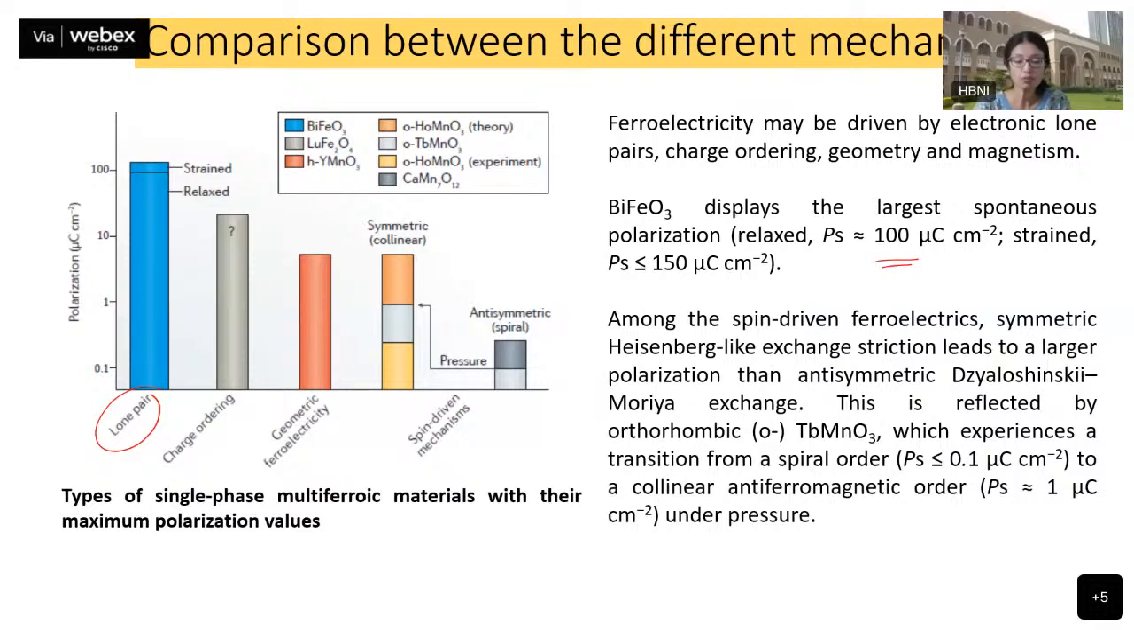And among the spin-driven mechanisms, which are the type 2 ones, symmetric Heisenberg-like exchange striction leads to a larger polarization than the antisymmetric DM exchange. So this is reflected in orthorhombic TbMnO3. This experiences a transition from the spiral order to a collinear antiferromagnetic order under pressure, and you see the PS value almost increases by an order of magnitude. So that is why, in spin-driven ferroelectrics, it is the symmetric Heisenberg-like exchange striction which leads to more polarization.